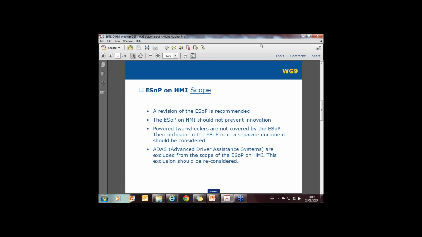We finally thought, well, since the interactions between the power two-wheeler and the driver are very different, maybe it's not within this to be included, but they should be considered in some way. They should not be left completely outside in the future. And then driver assistance systems, which are now also excluded in principle. This should be reconsidered. We should see whether this has to be integrated with any other interactions between the vehicle and the driver.